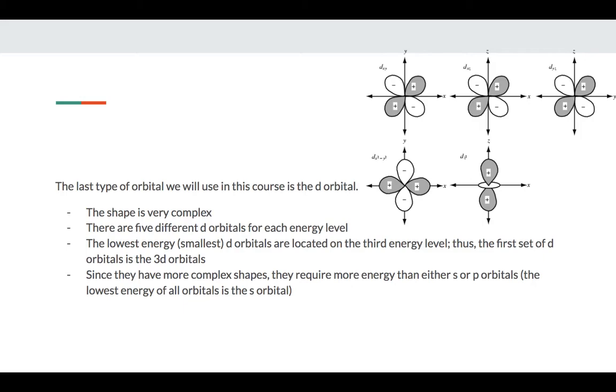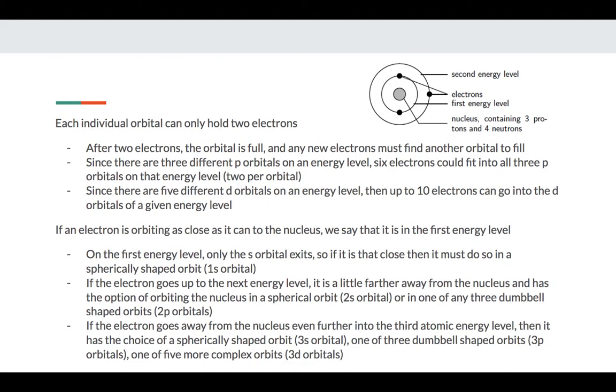Since they have more complex shapes, they require more energy than either the s or the p orbitals. So the lowest energy of all orbitals is the s orbital. And the highest for this class is the d orbital. Now, each individual orbital can only hold 2 electrons. After 2 electrons, the orbital is full, and any new electrons must find another orbital to fill.